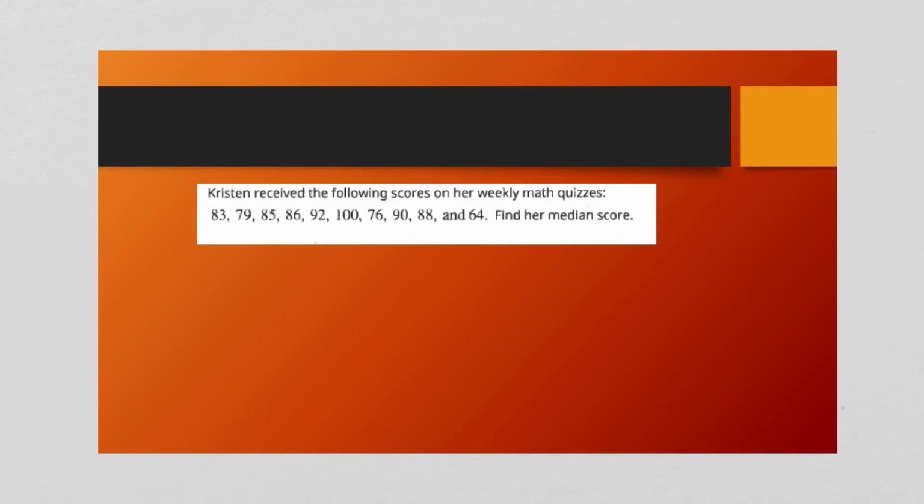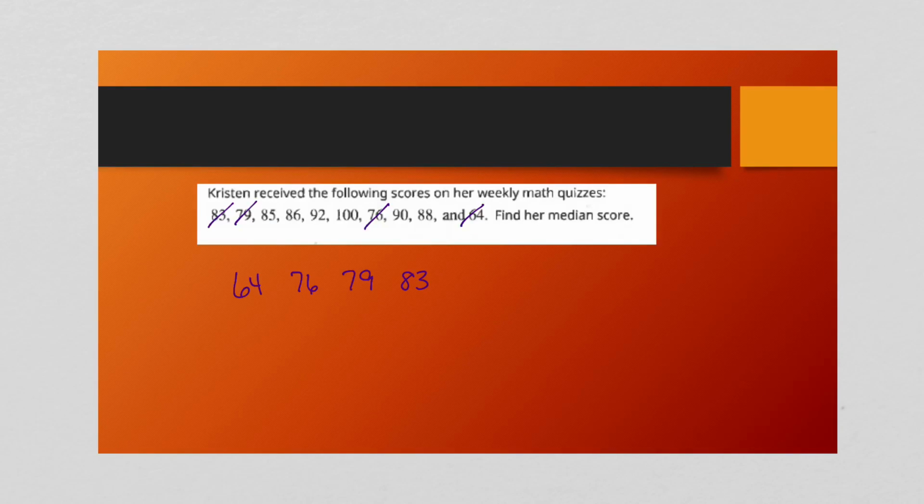Alright, so let's find the median of these scores. So let's see here, the smallest one, again we have to order these, smallest to biggest, so 64 is my smallest. After 64 comes, let's see here, 76. After 76 is, looks like 83. Oh, I forgot 79. Hold on, let me erase. So 79, and then 83.